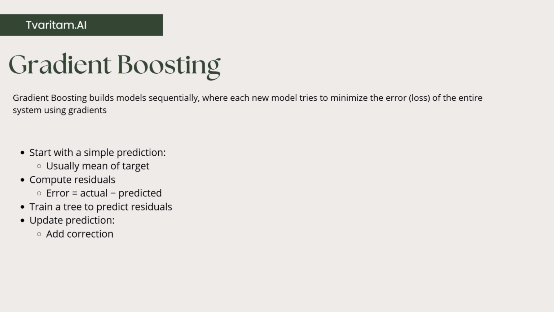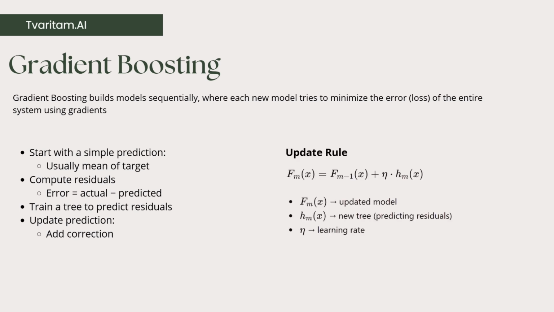The key idea is that we update our original prediction using the new model. The update rule looks like this, where the updated prediction is equal to the previous prediction and we add the product of learning rate and the new prediction. The new prediction h of x that you see is actually the residuals that are being predicted by the new tree and not the actual target variable. By repeating this process step by step, the model gradually improves and moves closer to the actual values.